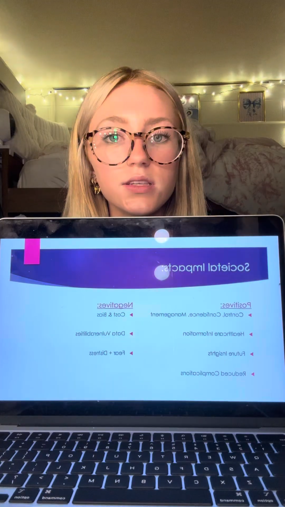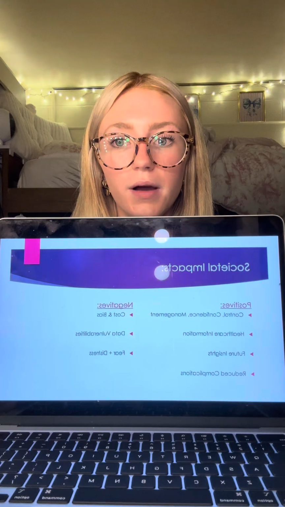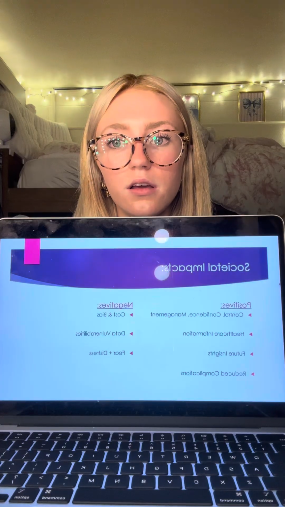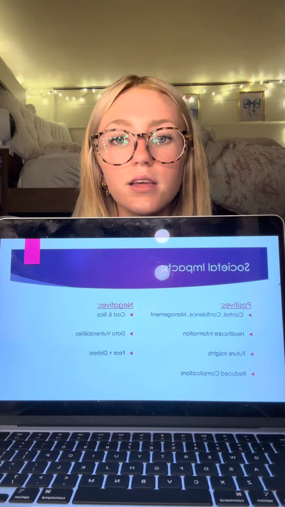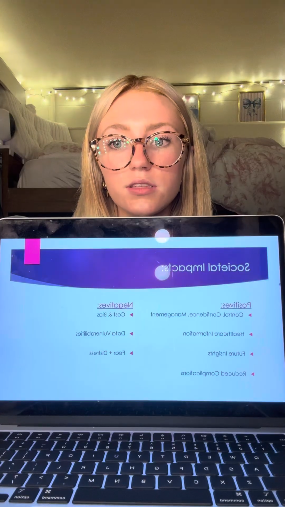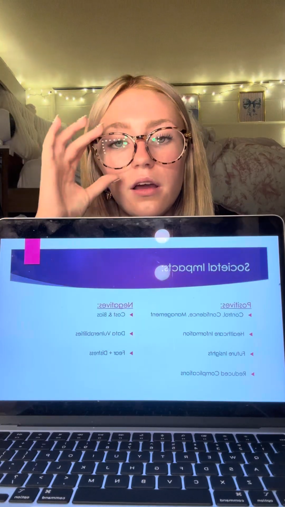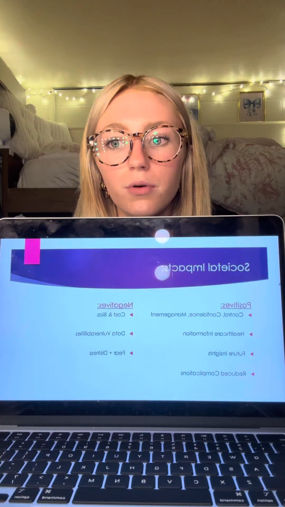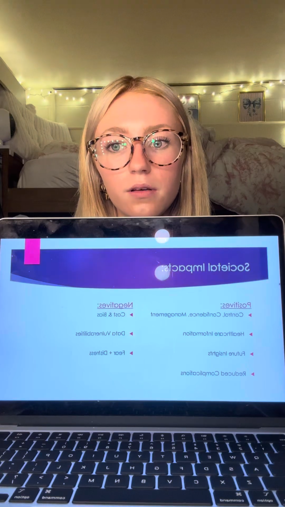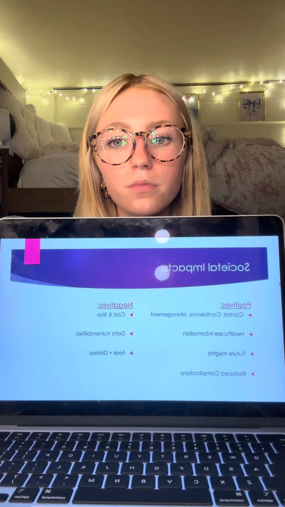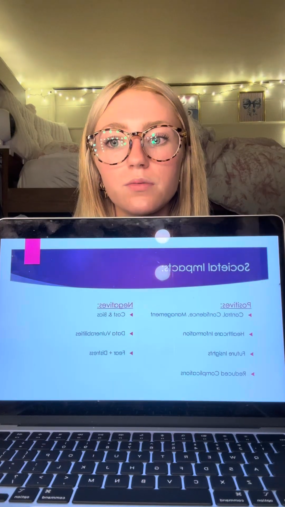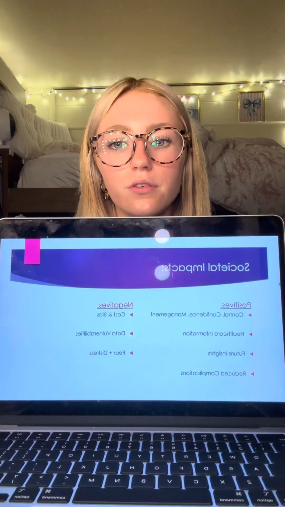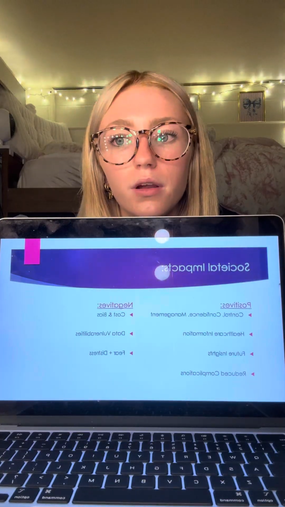However, some of the negative societal impacts include cost and bias, which is the high cost for individuals susceptible to buying these items. In addition, data vulnerabilities and consent, such as the amount of health data included on these devices, with security breaches risking patient privacy and raising questions about ownership. Finally, fear and distress, which provide burdens on families with children, as well as psychological distress and stigma around high readings.